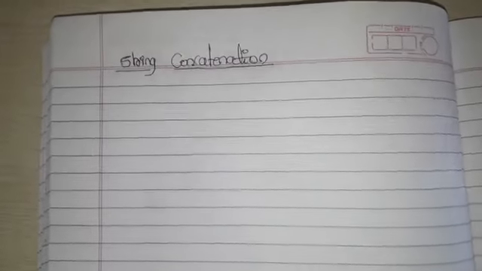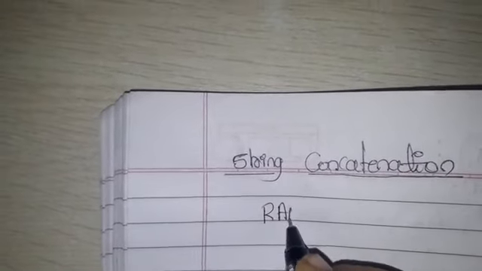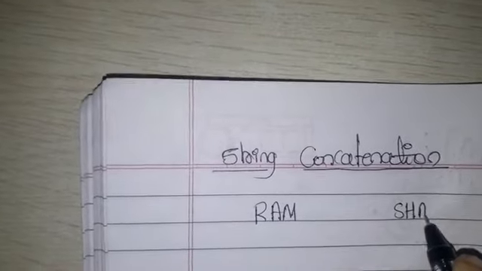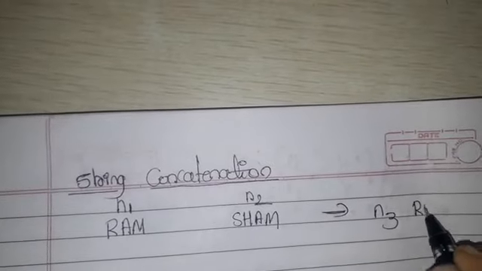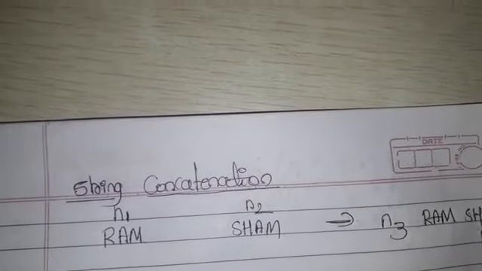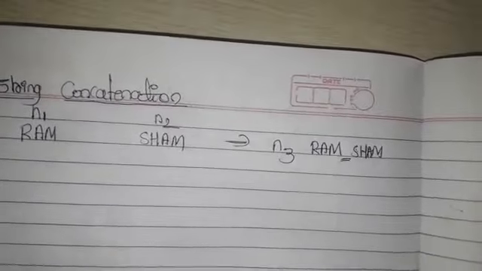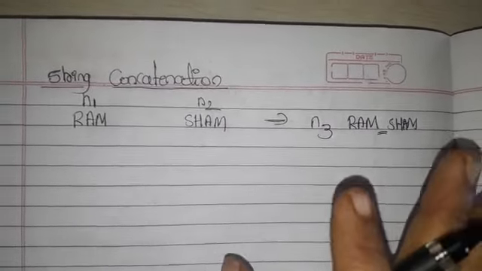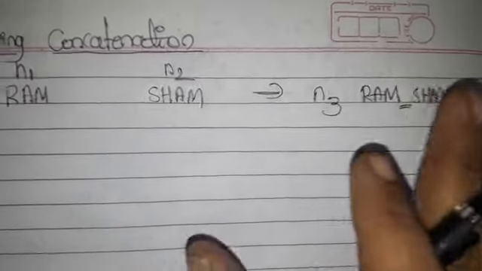Before writing the program, I would like to explain what exactly string concatenation is. For example, if I take two strings like Ram and Sham, assume that this is a string n1 and this is a string n2, and I should have an output string n3, and it should be a combination of Ram and Sham with a space between Ram and Sham. If you don't want to give a space, don't take it, but I am assuming that I want to give a space because I am assuming Ram as the first name and Sham as the last name. That's why I am taking it like this.